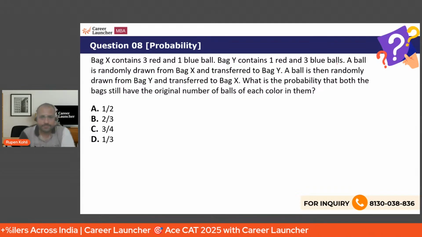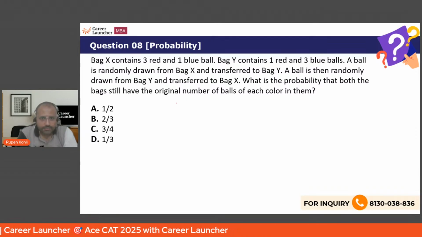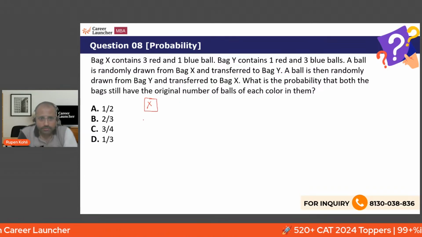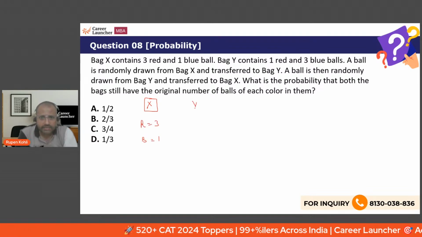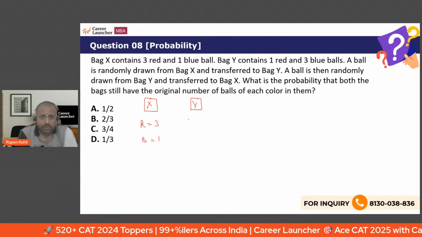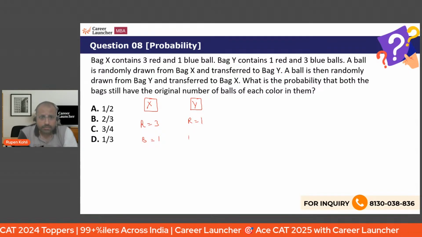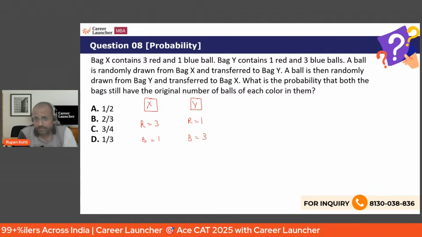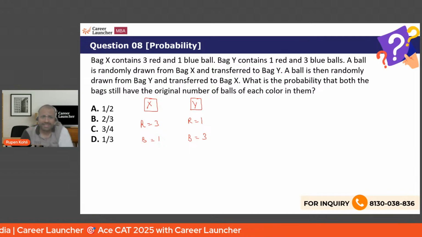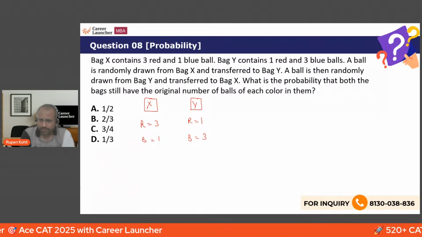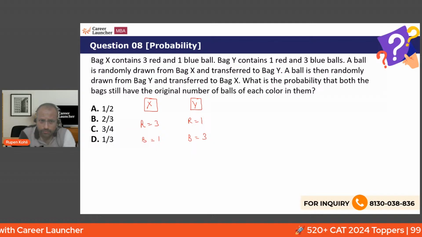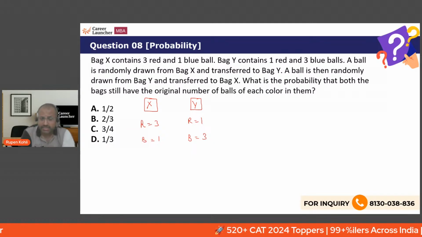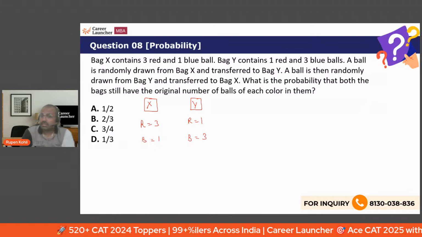Well. Let's see. Bag X, 3 red, 1 blue. 3 are red, 1 is blue. Bag X, bag Y. 1 is red, 3 are blue. 4 balls in each of them. A ball is randomly drawn from bag X, transferred to bag Y. A ball is then randomly drawn from bag Y and transferred to bag X. Probability that both the bags still have the original number of balls of each color in them.